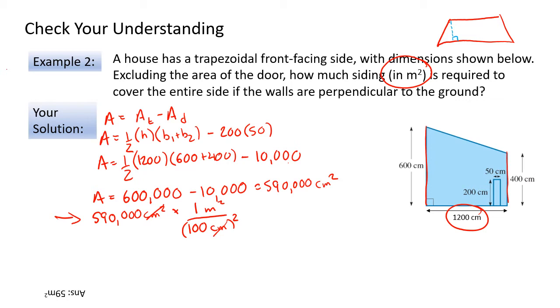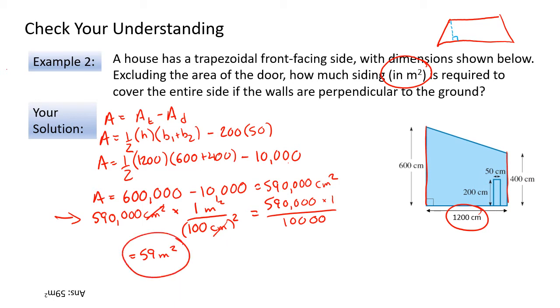Because 590,000 centimeters squared is a much smaller amount than 590,000 meters squared, right? So you have to make sure you convert it correctly. So if you multiply this out, it's equal to 590,000 times 1 divided by 100 squared, okay, which is 10,000. And if you convert that, you get 59 meters squared.